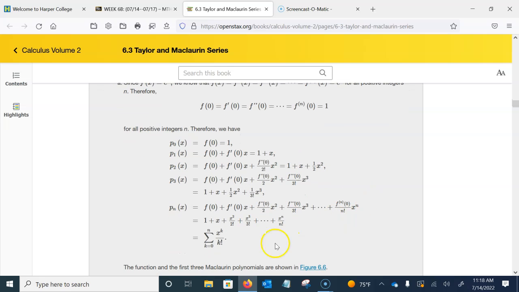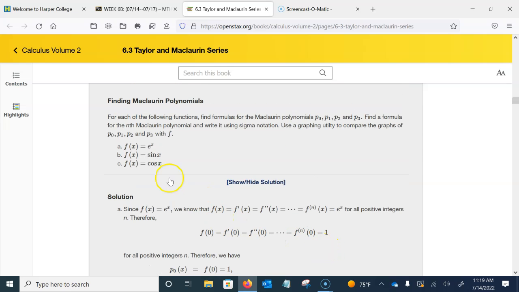And in general, for e to the x, it's 1 plus x plus x squared over 2 factorial plus x cubed over 3 factorial plus dot, dot, dot, x to the n over n factorial for the nth Maclaurin polynomial. And here they've got it packaged in concise terms. P sub n is the sum from k equals 0 to n of x to the k over k factorial. So here they've packaged it into a nice, neat formula for the Maclaurin polynomial for e to the x.